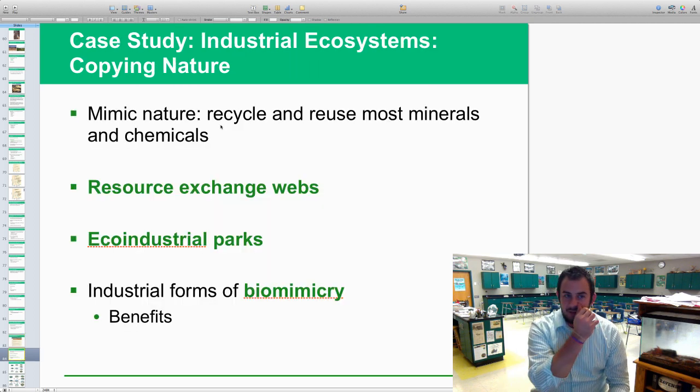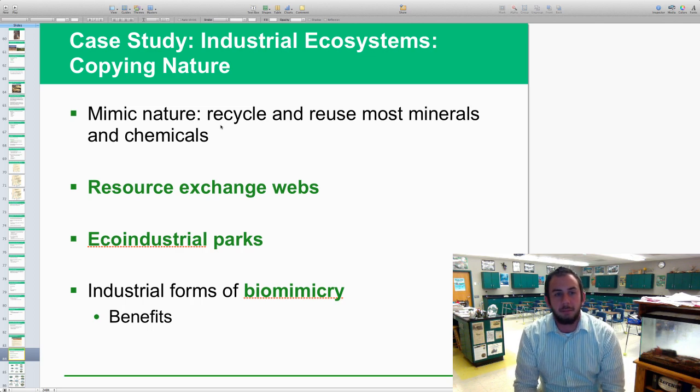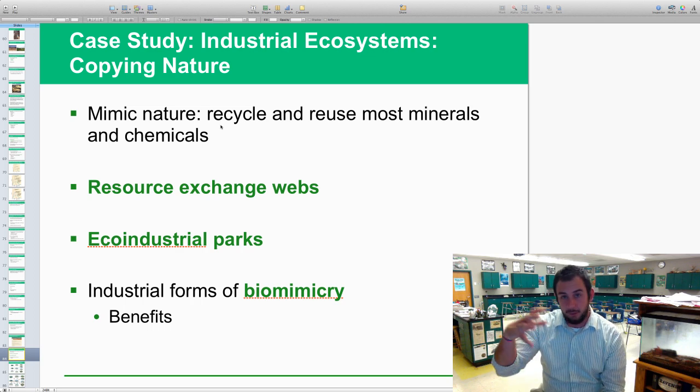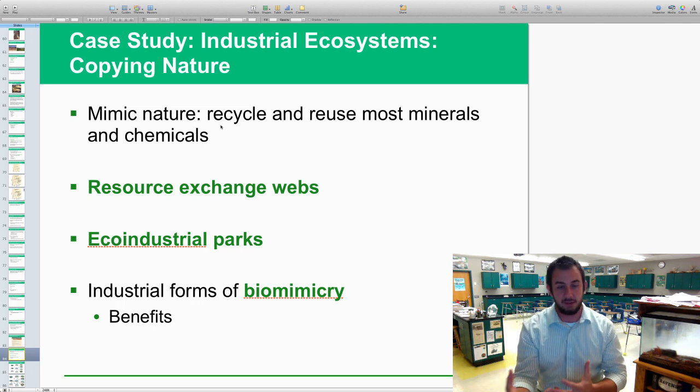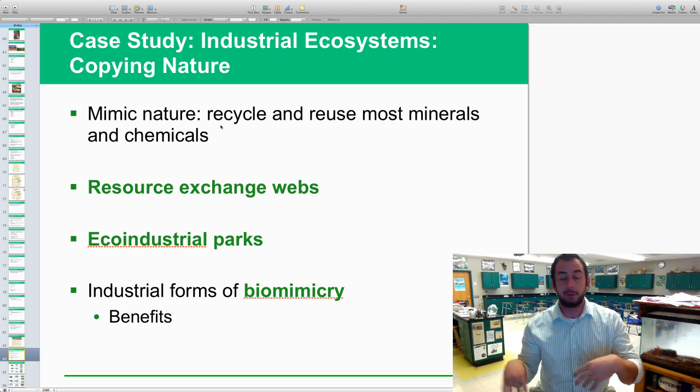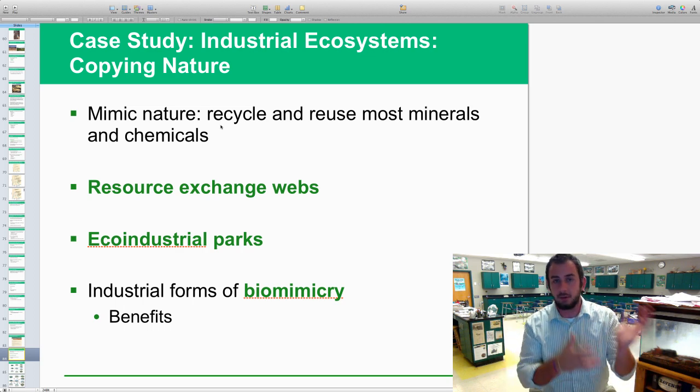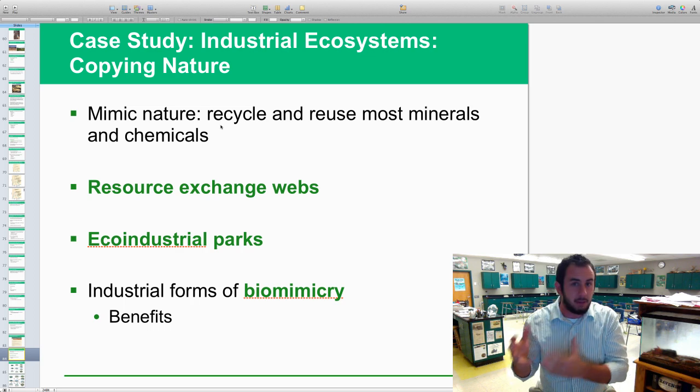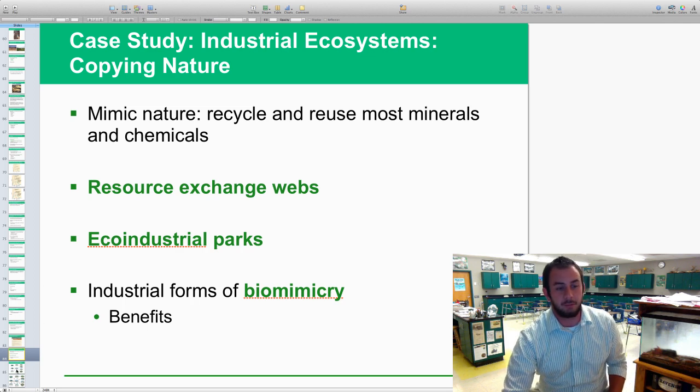One case study is kind of interesting. This is copying nature, called mimicking nature. It's basically where you're recycling and reusing most of the minerals and chemicals that are the byproducts of different reactions and different resources that you're trying to use. We call this a resource exchange web or eco-industrial parks. We get this concept from what we call biomimicry, which is basically mimicking nature. How does nature do it? We know nature is cyclical and everything is recycled as a whole, and we're trying to figure out how to better do that as human beings and in this industry as well.